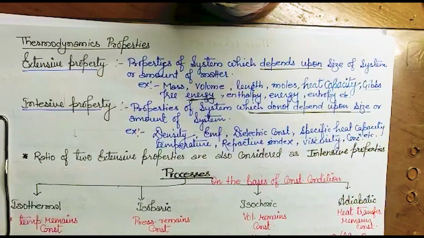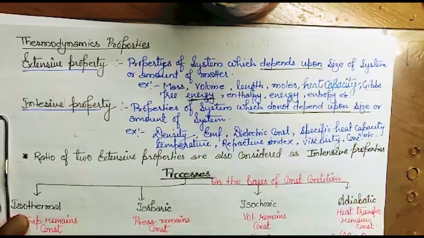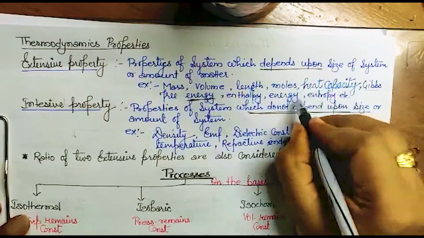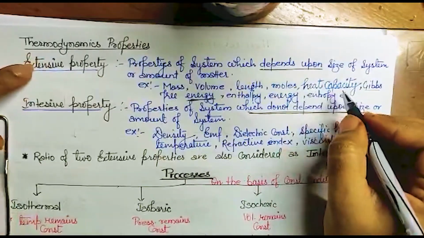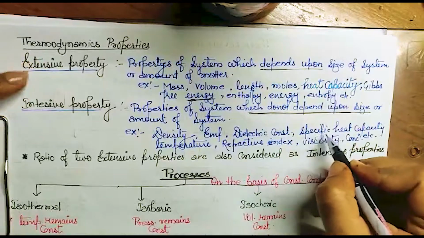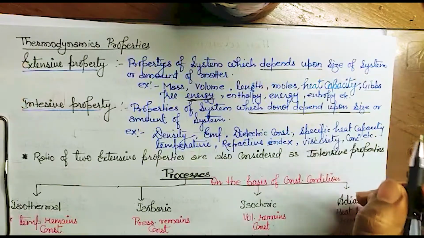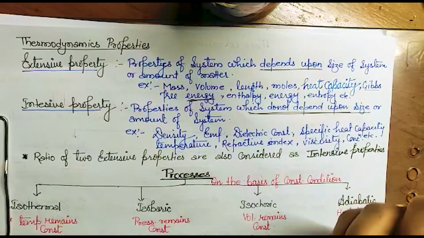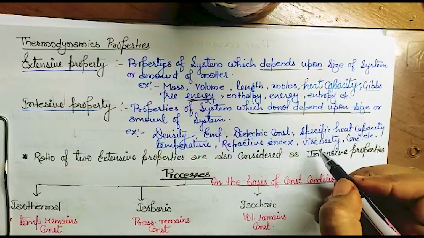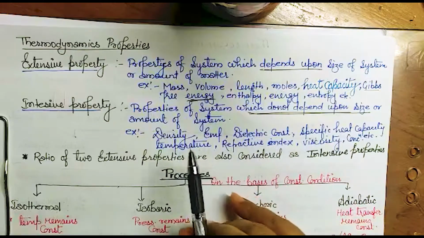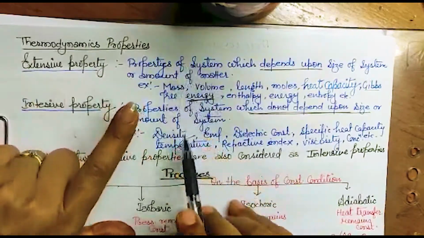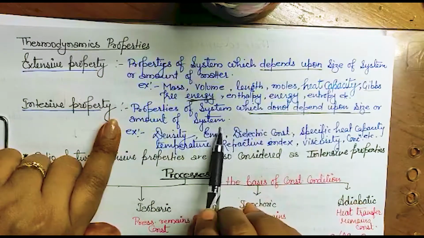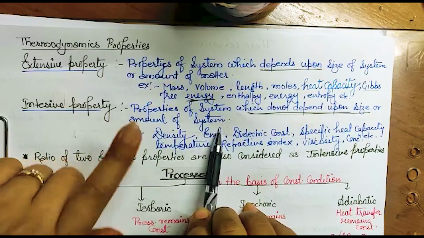Every matter has a different constant. Then there is specific heat capacity, where there is a confusion. Heat capacity is an extensive property, but if it is specific, then it will be intensive. Clear? Then temperature and refractive index. Boiling point, if I say boiling point, it does not depend on the amount. So boiling point is also an intensive property.